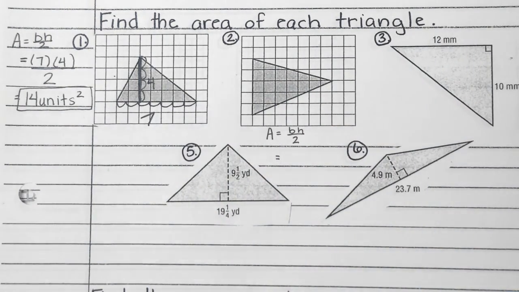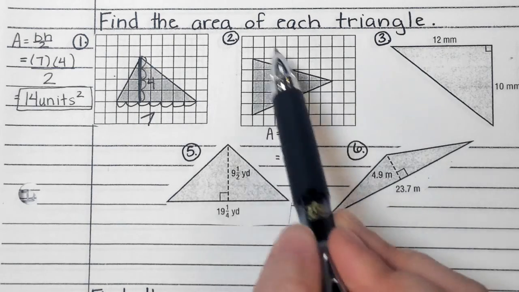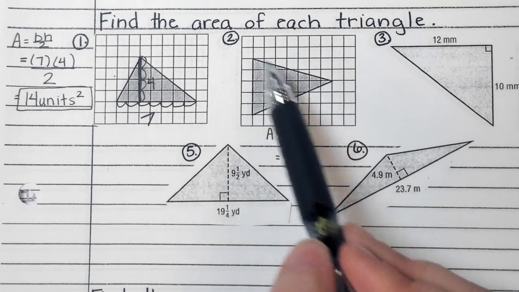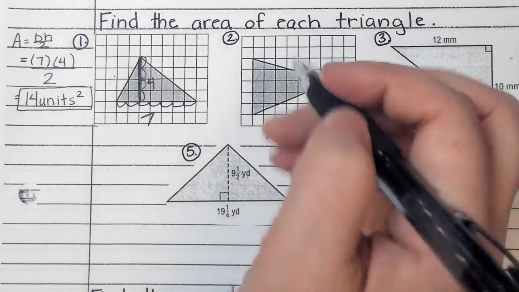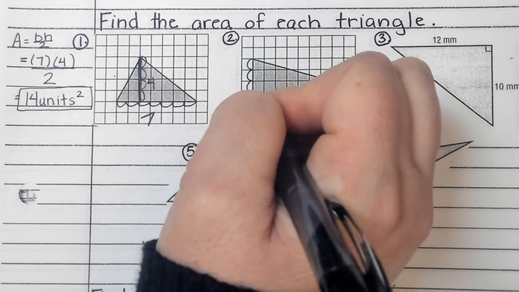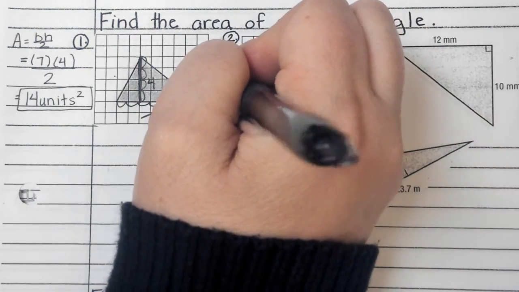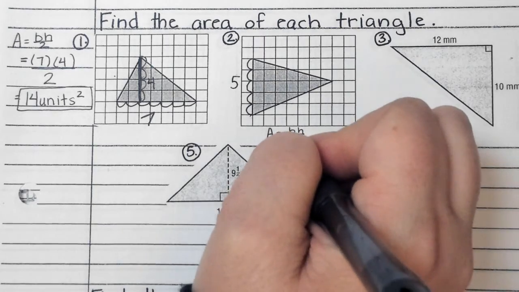Right. For my base, can I use the bottom line this time? No, because it's slanted. Can I use the top line? No, it's slanted. I have to use this side. So I'm going to count 1, 2, 3, 4, 5. So for my base, I got 5.